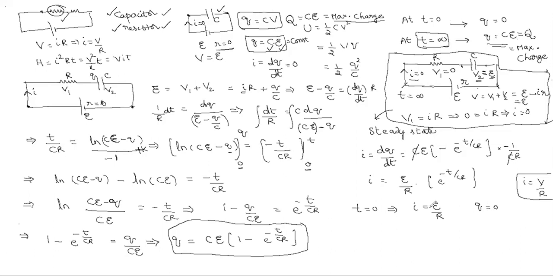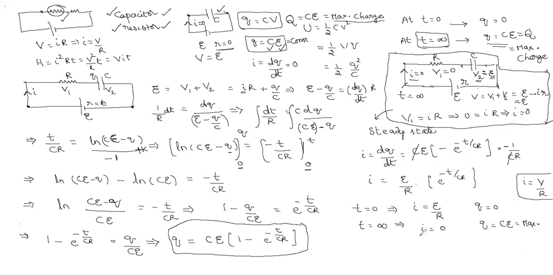Then afterwards what happens? If you give ample time, slowly up to infinity, I becomes 0. If you put t is equal to infinity here, I becomes 0. And the charge we already found at t is equal to infinity is CE. CE means maximum. This is maximum.